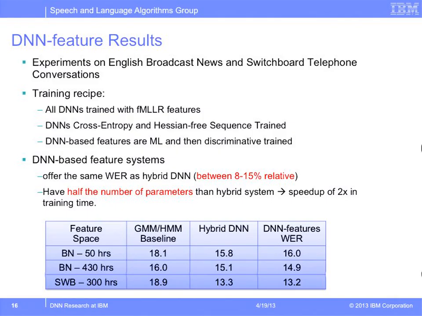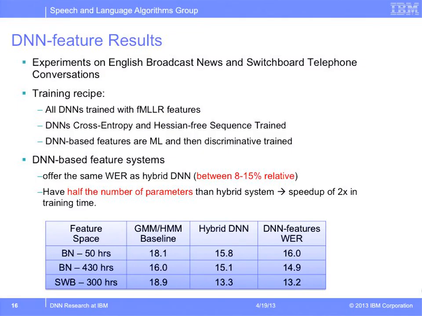So broadcast news and switchboard. All the DNNs here are trained with fMLLR features. We cross-entropy and sequence trained these systems. And then once we get the bottleneck features, we go through ML and then discriminative training. So what you can see is, first, the hybrid or the DNN features offer a big improvement over the GMM, 8 to 15% relative. This is standard with gains that we're seeing in the literature across tasks.